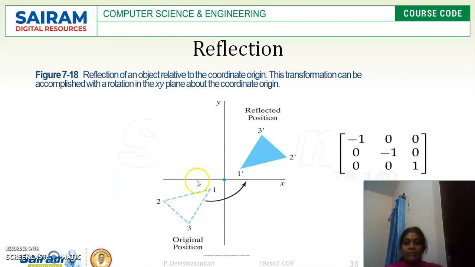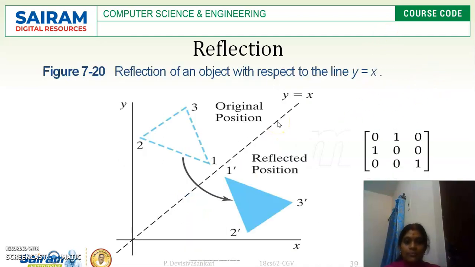And this is the reflection of an object relative to the origin. So here this is the origin point. Okay, so this is the all positive area and this is the negative area, right? I said this is the negative area, meaning both the x as well as y values will be negative, right? So if you are doing the reflection relative to the origin, all the x and y values will be negative, and we get the reflected position of the original image, right?